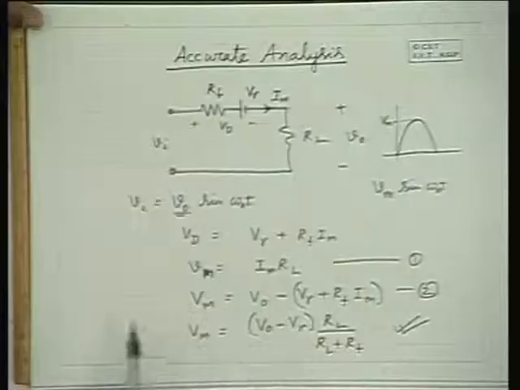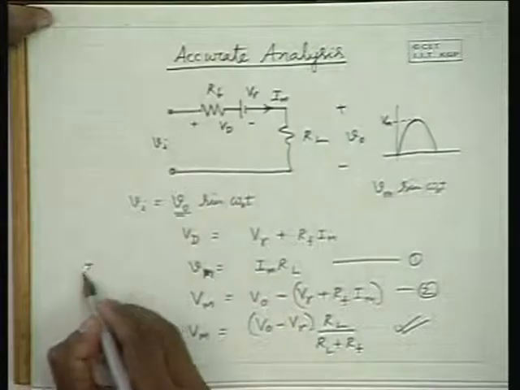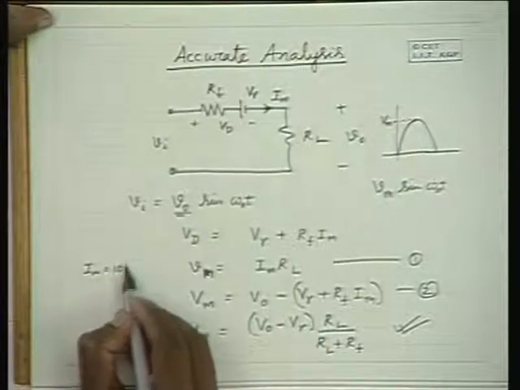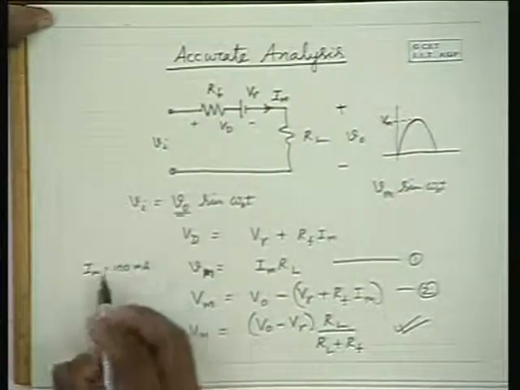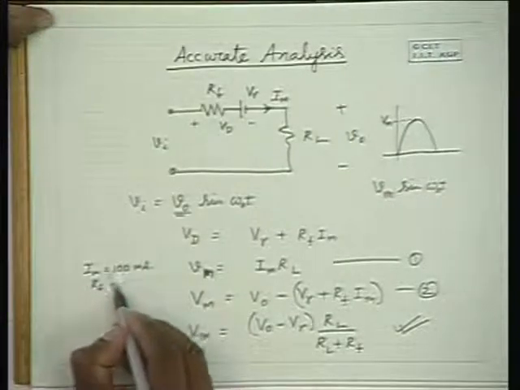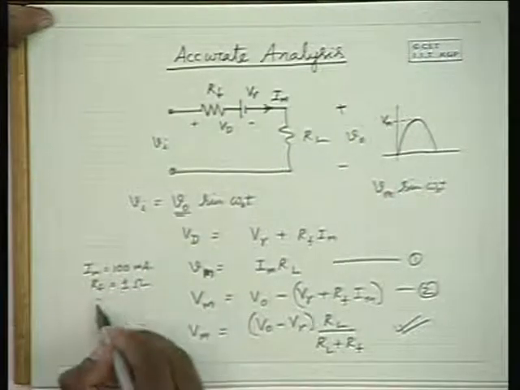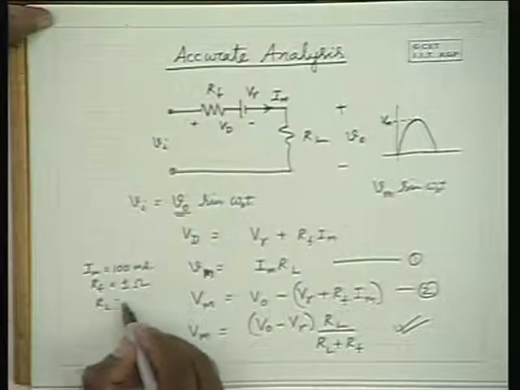So practically, say Im is of the order of 100 milliamperes in a typical application, and say RF is 1 ohm, and RL is say 1K.